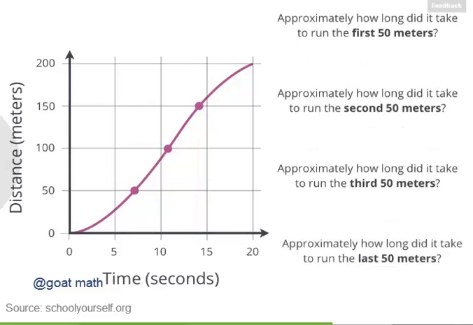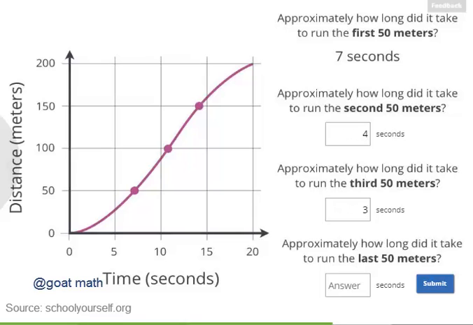Next, see if you can figure out how long it took to run each interval of 50 meters. So for example, you already found that it took about 7 seconds to run the first 50 meters. But how long did it take to run the second 50 meters? So from 50 meters to 100 meters. What's this time interval here? And what about the third 50 meters, from 100 meters to 150, or the last 50 meters of the race? Again, you can round your answers to the nearest second.